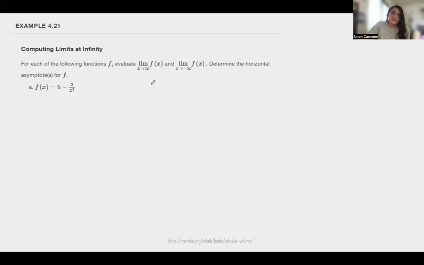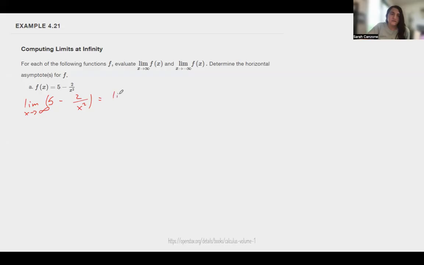So first we'll look at positive infinity, because typically we don't have to do anything too crazy there. We'll look at the limit as x approaches positive infinity of 5 minus 2 over x squared. What we can remember from, I think it was section 2.3, our limit laws, is that if you have subtraction and you're looking at a limit, you can break it up into two limits.